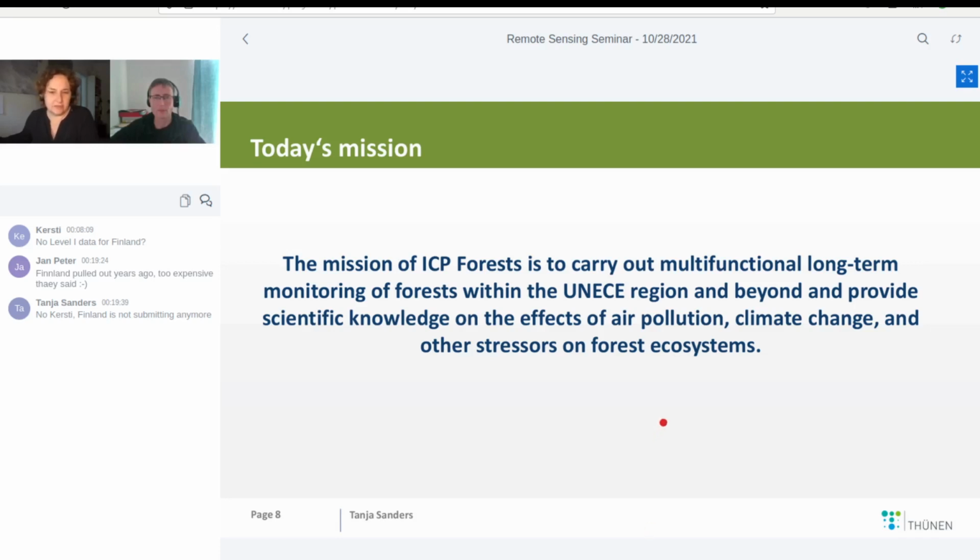The mission today has changed slightly, because while we still carry out a multifunctional long-term monitoring of forests within the UNECE region, we now want to provide scientific knowledge on the effects of air pollution, climate change, and other stressors on forest ecosystems. And with this new mission, which is now barely 5 years old, you see that also on the political level, we are moving forward, and people acknowledge that it's not only air pollution, but climate change, which is threatening our forest, and especially the combination of different stresses, which are getting problematic and difficult to understand.